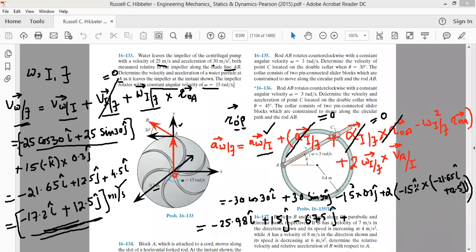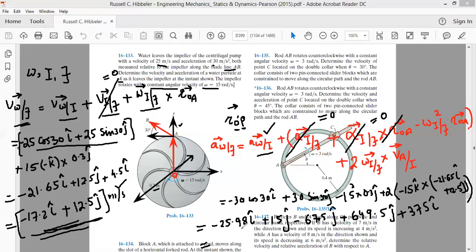Then we have plus, k cross i is equal to j, so this will be 2 multiplied by 15 multiplied by 21.65, that's equal to 649.5 j cap. Then we have 2 into 15 into 12.5, and this is k cross j. K cross j is equal to minus i, and this minus with this minus will become plus. So 2 multiplied by 15 multiplied by 12.5 is equal to 375 i cap.